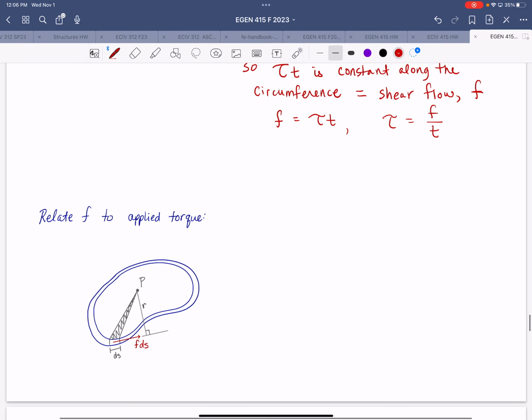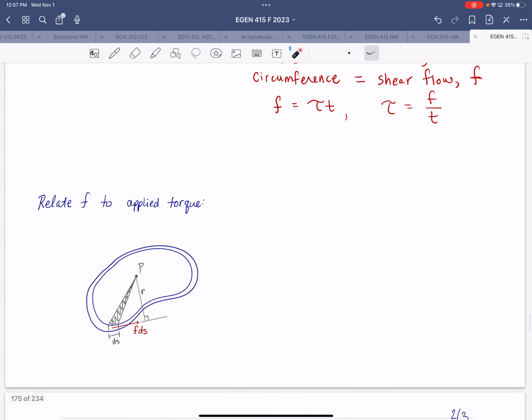So our next goal is to relate this shear flow. Since it is constant along the circumference, we're going to take advantage of that and use that to relate to the applied torque. And then from there, we can relate the applied torque to shear stress and/or thickness. All right, so let's consider an arbitrary point within the cross section of this kidney bean shape. So P is some arbitrary point. It's not necessarily the center of twist. It's also not necessarily the centroid.